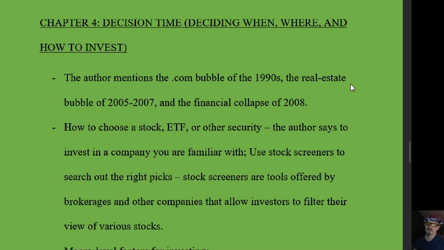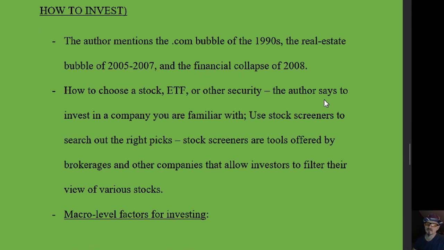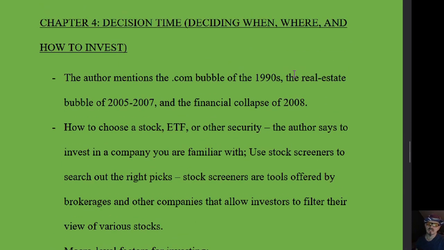Chapter 4, decision time, deciding when, where, and how to invest. The author mentions the dot-com bubble of the 1990s and the real estate bubble of 2005 through 2007 and the financial collapse of 2008. Any book you read on investing or stocks is always going to mention the dot-com bubble, the real estate bubble, and the financial collapse of 2008. It's just a given. How to choose a stock, ETF, and other security.